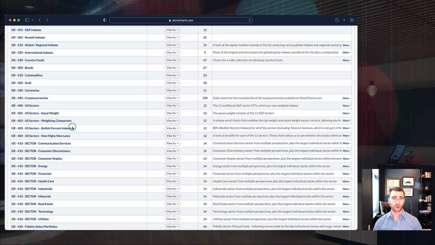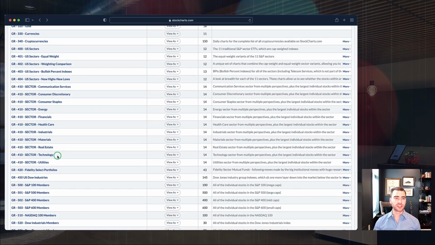Another look at breadth for the sectors in an interesting way, kind of comparing those equal weight versus cap weight flavors. We do have bullish percent indexes, BPIs for each sector as well. And then we can look at breadth, new highs, new lows for each of the sectors. So a couple of different looks at each of those sectors, kind of as a whole at that sector level. Now we dive into each sector after that.